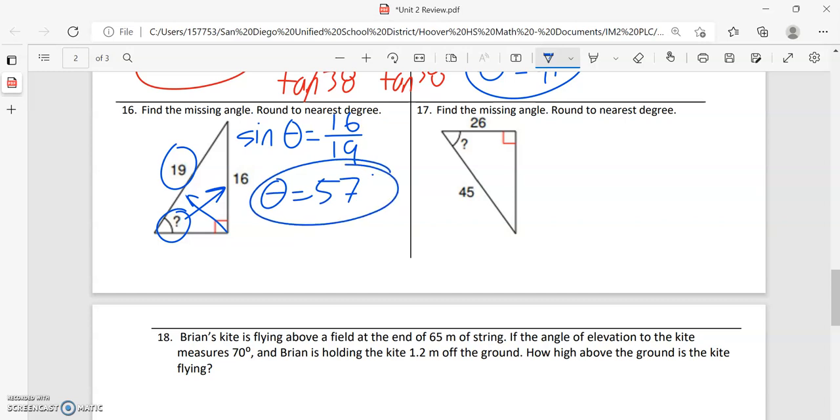One more missing angle question. Hypotenuse is 45. We have our adjacent, so we're using cosine of theta is equal to 26 over 45. Inverse cosine of both sides, and we get 55 degrees.